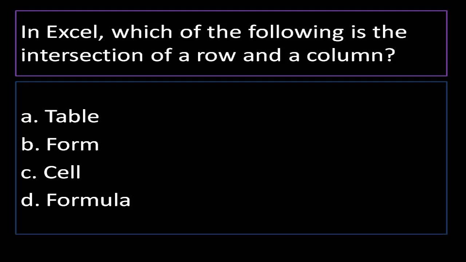In Excel, which of the following is the intersection of a row and a column? Option A, table. Option B, form. Option C, cell. Option D, formula. And the right answer is option C, cell.